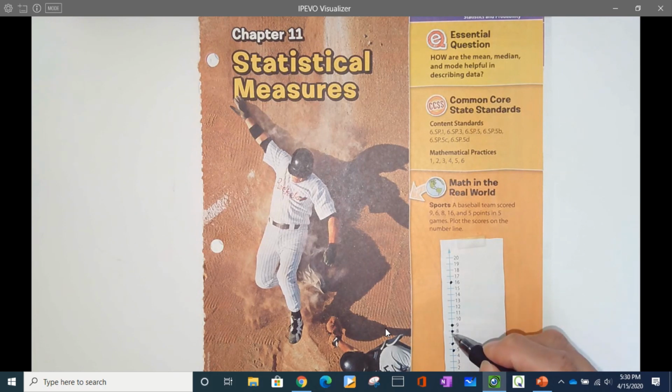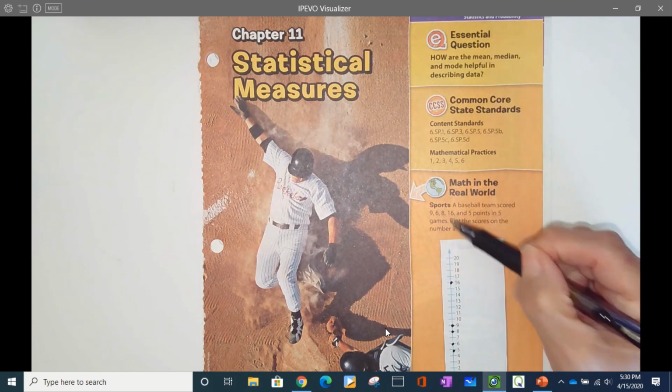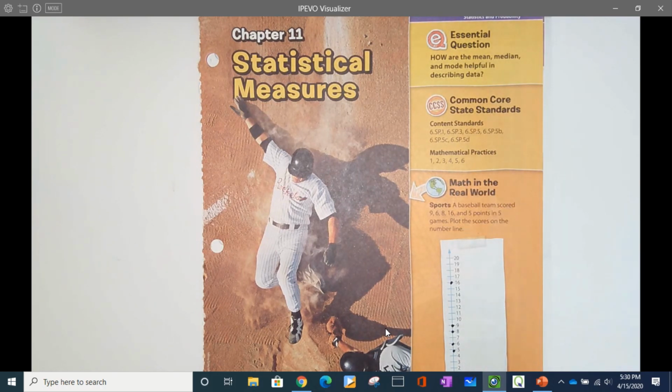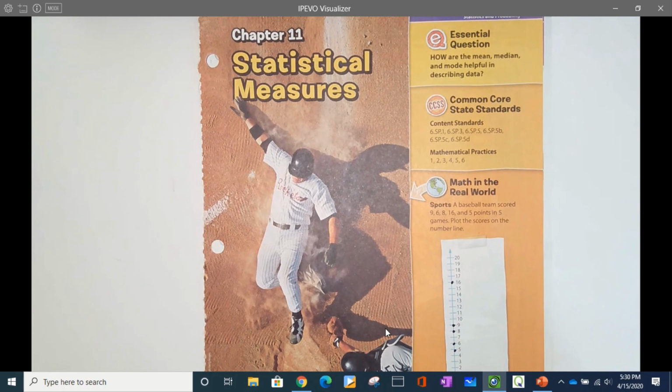1, 2, 3, 4, 5. So 1, 2, 3, 4, 5. So we have 5. Now, when they say plot, that's part of what you're doing when you are accomplishing a statistical measure, or you're utilizing a specific unit to measure something that has to do with statistics.